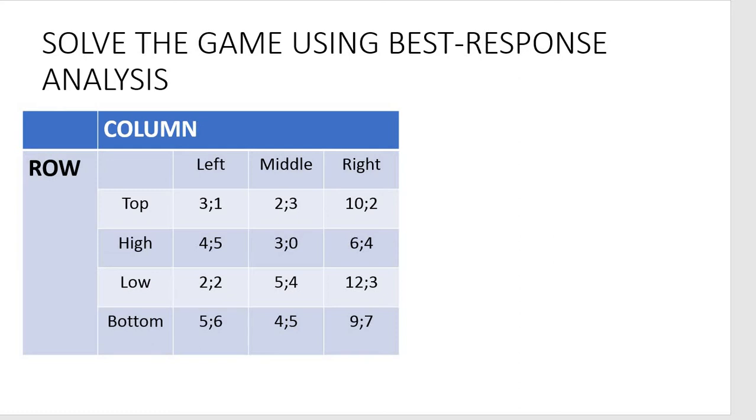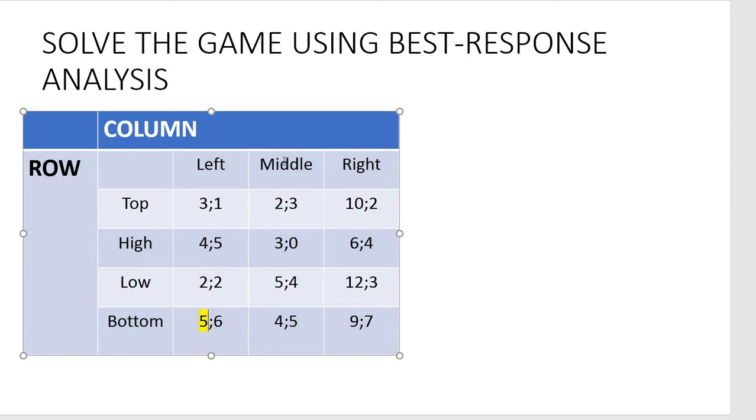that we try to figure out the most adequate response for each player, constrained to the strategy pursued by the other player. So for instance, imagine that the column player decides to choose left. Then the row player can choose top and get 3, high and get 4, low and get 2, or bottom and get 5. Obviously here 5 is the optimal solution, so that's why we can circle this.